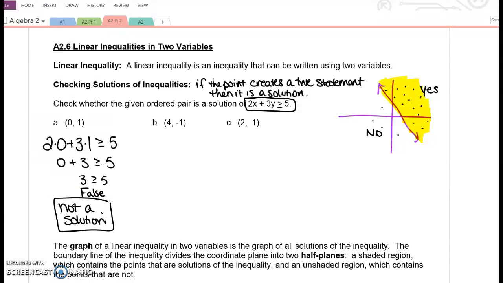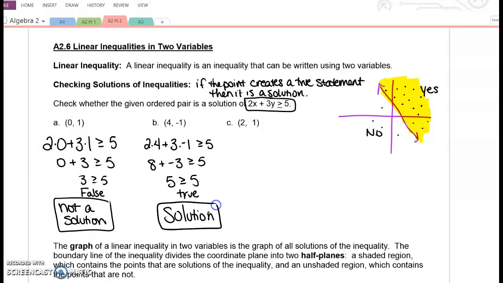If we try with the point (4, -1), 2 times 4 plus 3 times -1. Is 5 greater than or equal to 5? That is a true statement. So the ordered pair (4, -1) is a solution. Try C on your own.